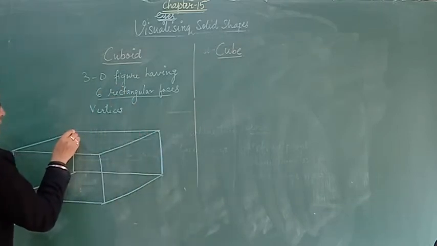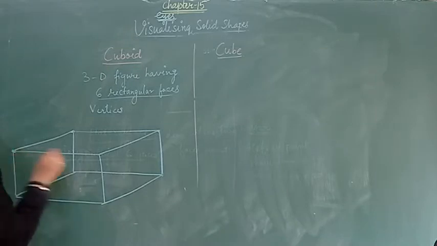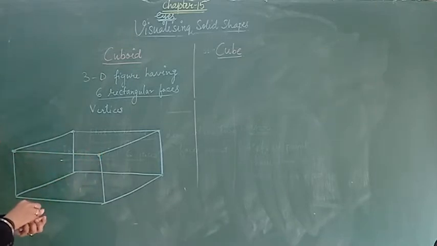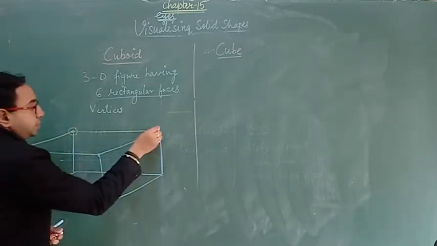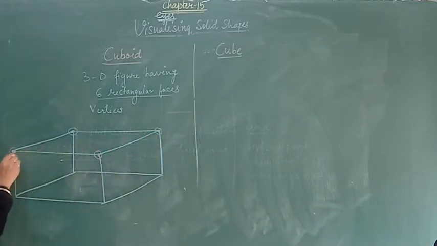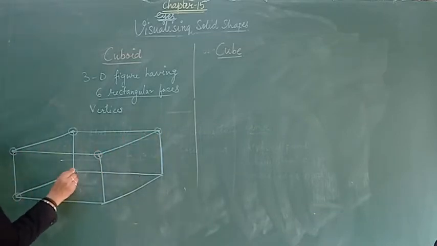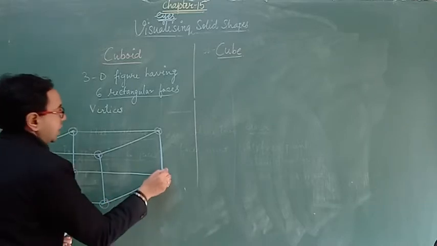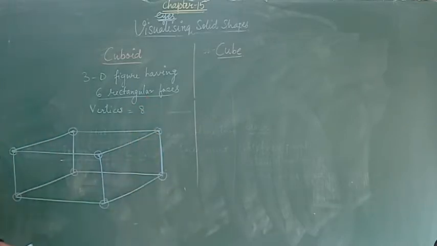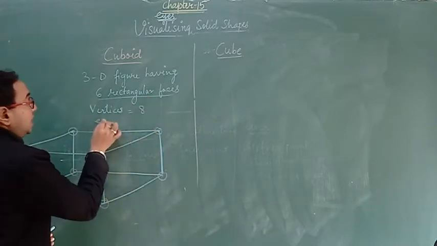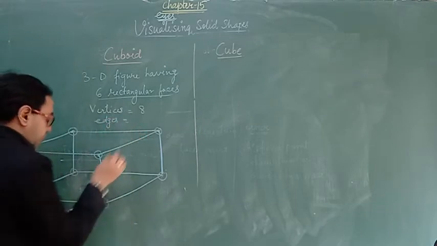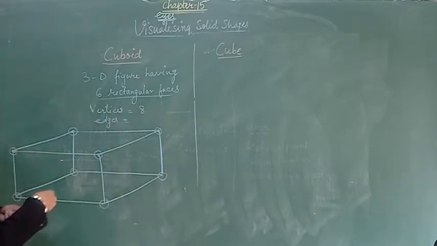Let's observe the vertices. How many vertices are there? That we need to see. 1, 2, 3, 4, 5, 6, 7, 8. How many vertices are there? 8 vertices are there. How many edges are there? Edges we have to see. Edges means line segment. Let's observe the line segments.